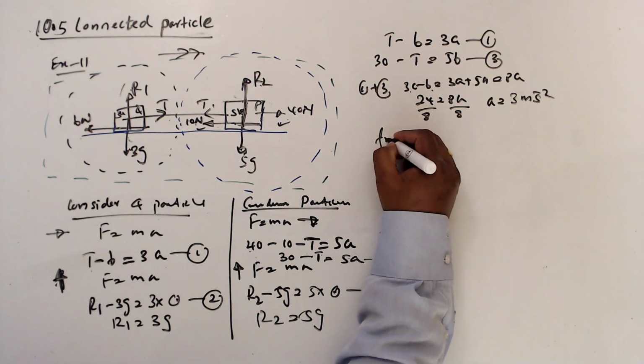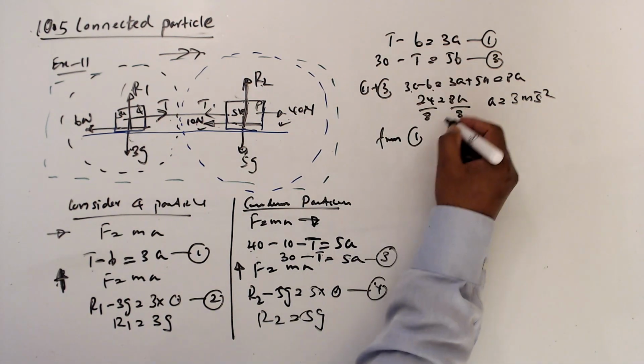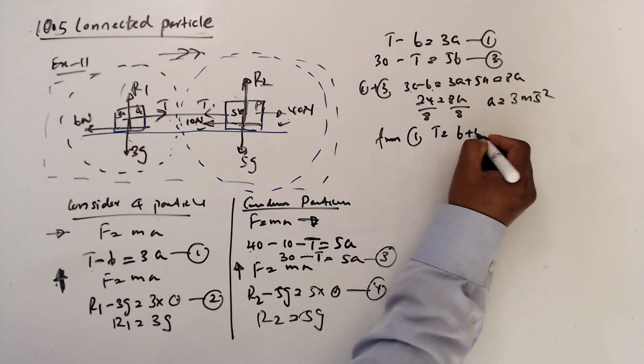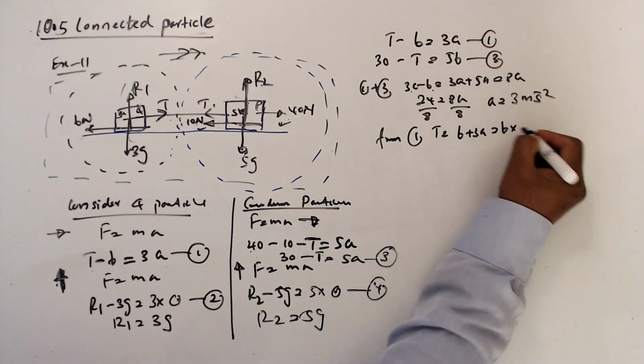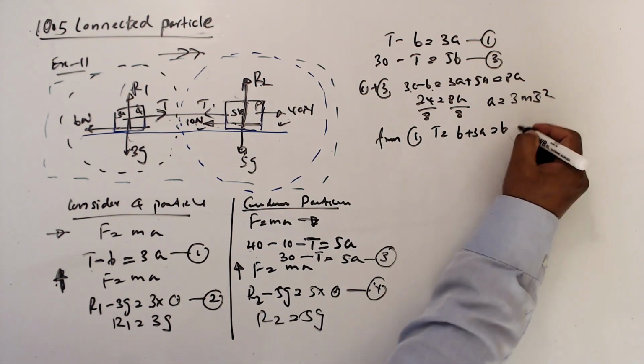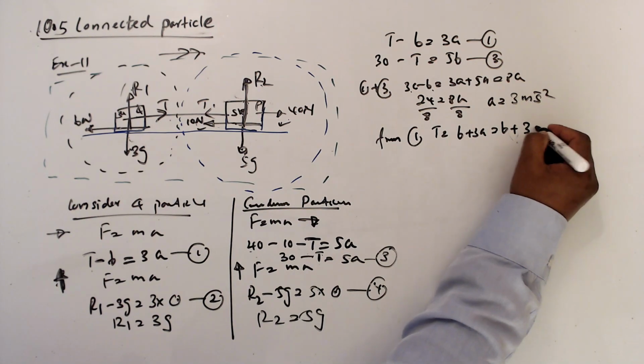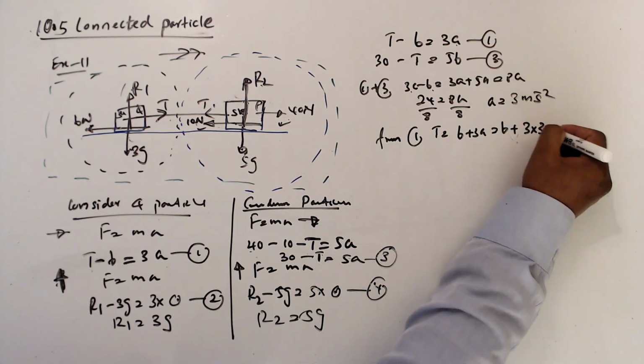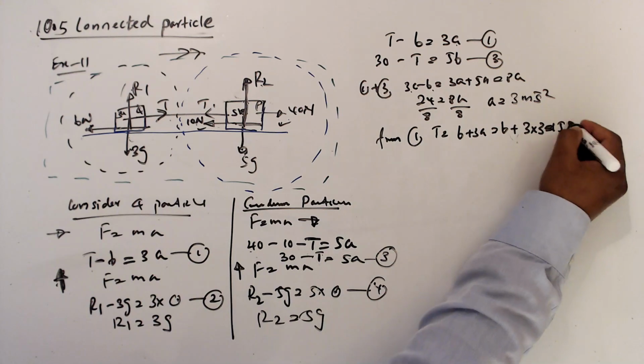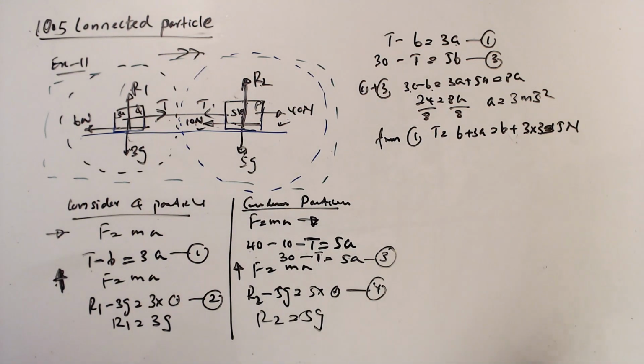Then from 1, T equals 6 plus 3a. 6 plus 3 times a, which is also 3, so 9 plus 6 is 15 Newton. So we found out the tension is 15.